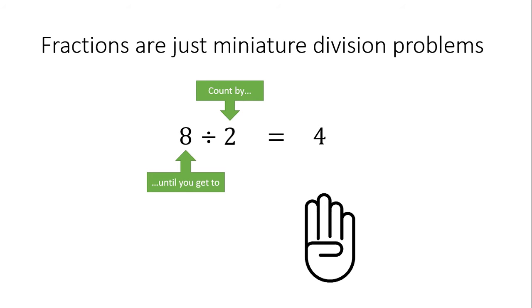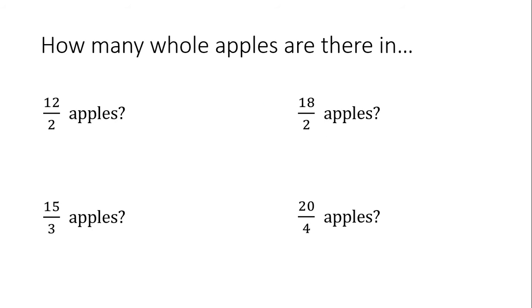So that's how you can divide using skip counting. If you have another method, that's fine. The whole idea here is to use division to convert improper fractions into mixed fractions. But before we do that, let's take one step easier. Instead of doing mixed fractions, let's just convert improper fractions into whole numbers. So I've given you some improper fractions that convert perfectly into whole numbers, and all you need to do is use division to figure them out.